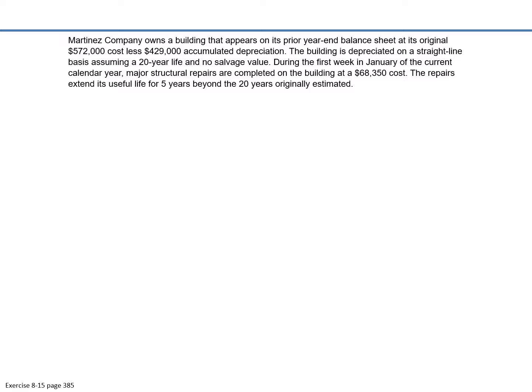Exercise 8-15. Martinez Company owns a building that appears on its prior year balance sheet at its original cost less its accumulated depreciation. It's depreciated on a straight line basis over 20 years with no salvage. During the first week of January in the current calendar year, major structural repairs are completed for a $68,350 cost. The repairs extend its life by 5 years beyond the original 20 estimated. Determine the building's age as of the prior year-end balance sheet date.